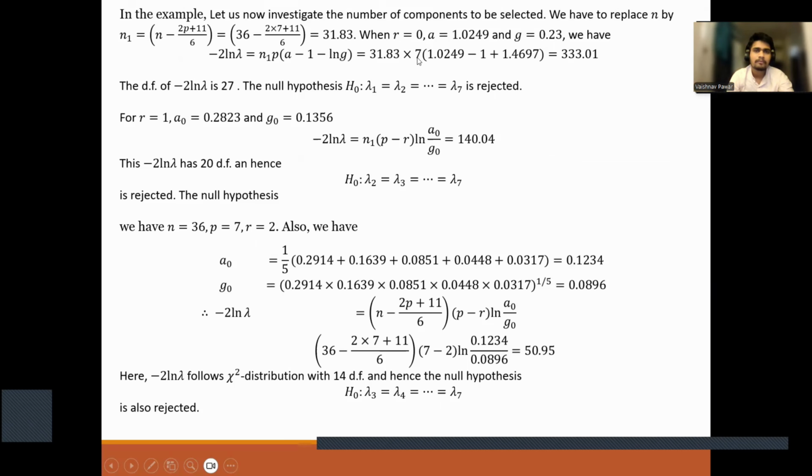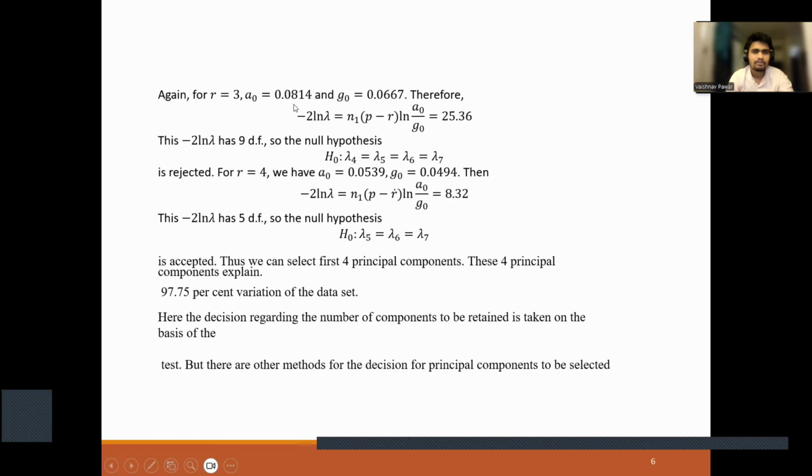Now, first we take r equal to 0, with the arithmetic mean and geometric mean, and we put the values in the test statistic. Then, for r equal to 0, our null hypothesis is rejected. For r equal to 1, our null hypothesis is rejected. For r equal to 2, our null hypothesis is rejected. Up to r equal to 3, our null hypothesis is also rejected. For r equal to 4, we accept our null hypothesis. Then we have to select our first four principal components.